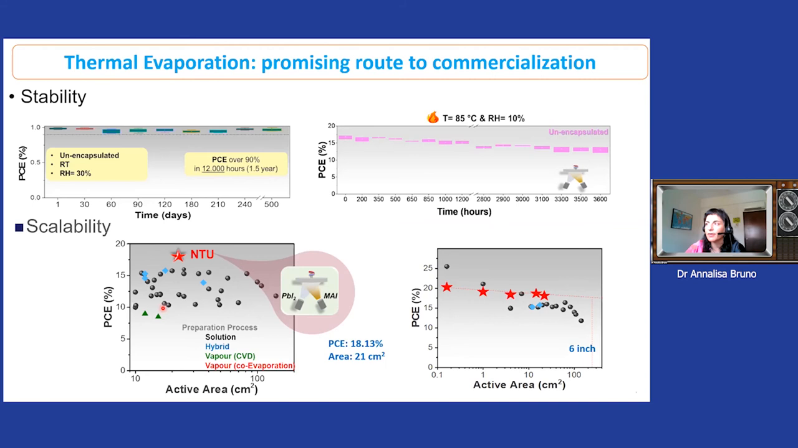But what makes this technique very promising is that even if at the moment we have an efficiency that is about 20% on small area devices, while I assure you that by solution process we can reach 25%, the losses that we have when we scale up our devices are minimal. So this makes this technique very promising for large area applications and high efficiency in conjunction with silicon.